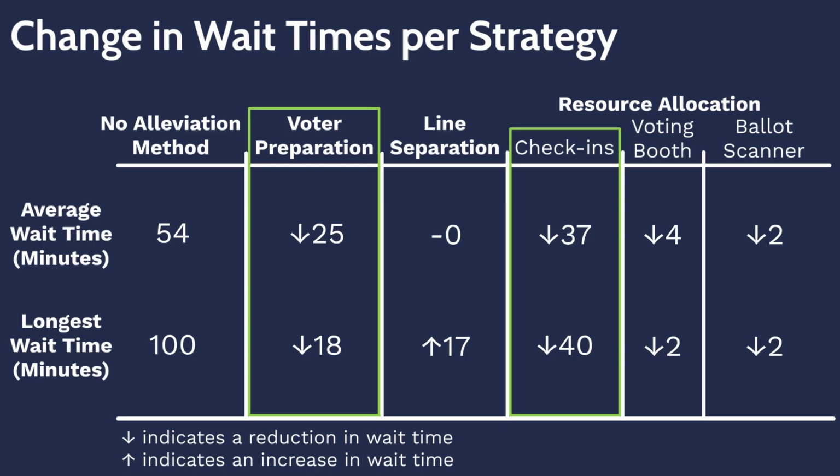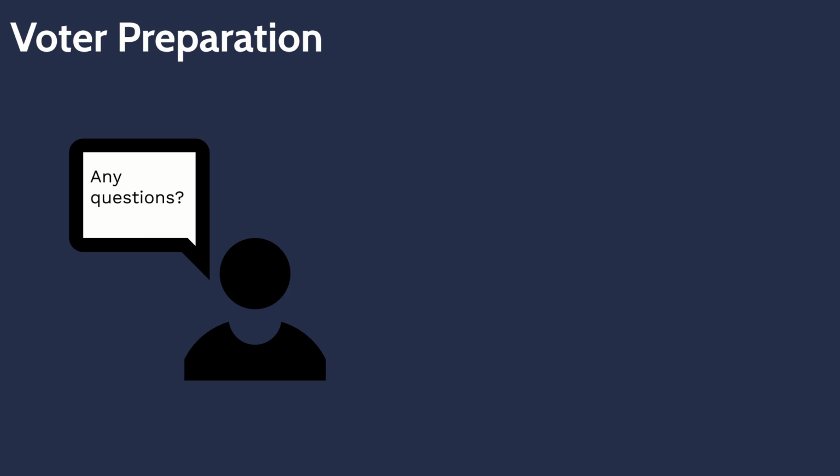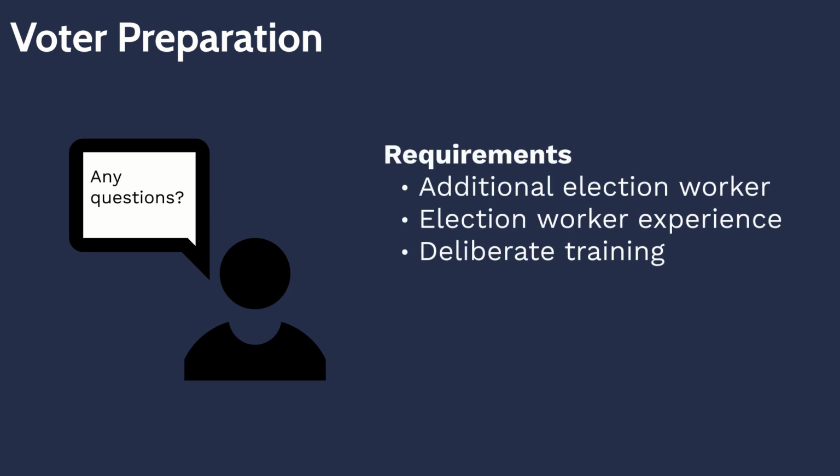The line separation method and the allocation of additional voting booths and ballot scanners increase or offer limited reductions in voter wait time. While the methods described offer different reductions in wait time, each strategy has associated positive and negative characteristics. The voter preparation method may require an additional staff member dedicated to line monitoring and preparing voters.